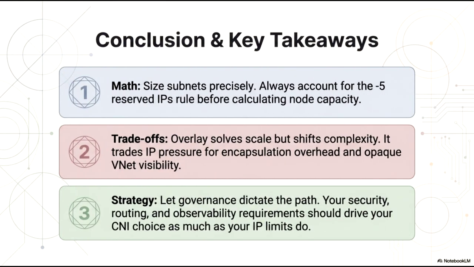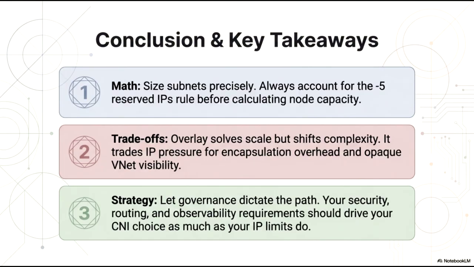There are 3 key takeaways to keep in mind regarding network architecture. First, precision in your math is non-negotiable. You must always account for the 5 reserved IP addresses per subnet before you calculate node capacity to ensure your subnets are sized correctly. Second, understand the trade-offs inherent in your networking model.